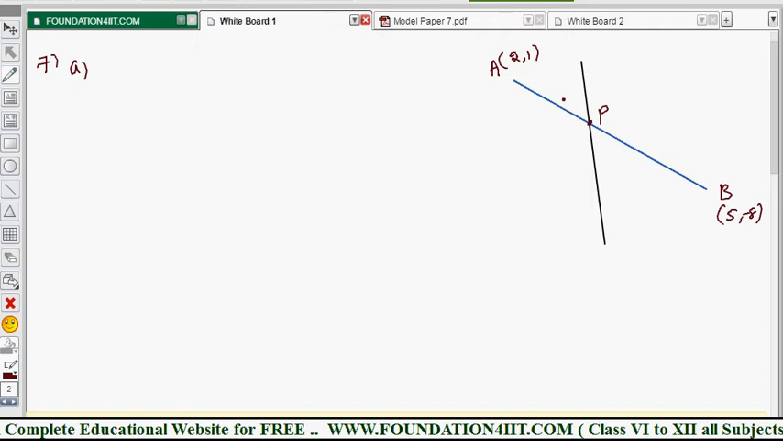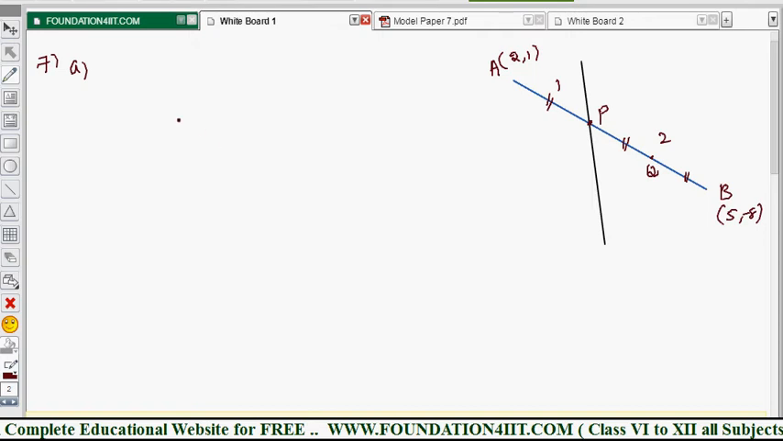It is trisected, so that is in the ratio 1:2. And one more point is Q. These three parts are equal, so A to P, P to Q, and Q to B are the same. That's why AP and PB are in the ratio 1:2. We need to find the value of k. Let us first find the value of P.